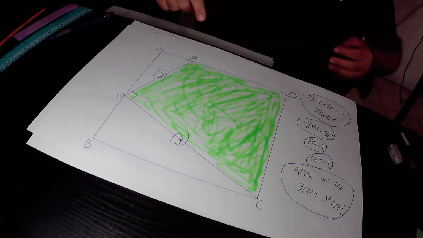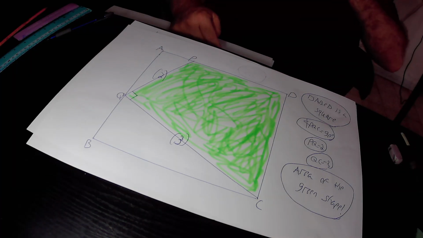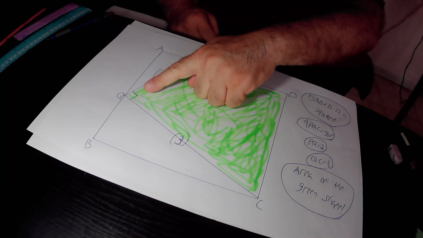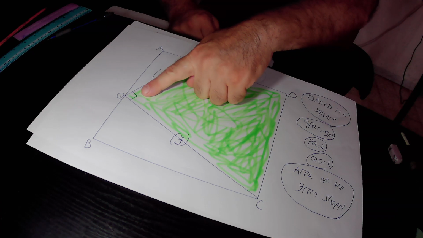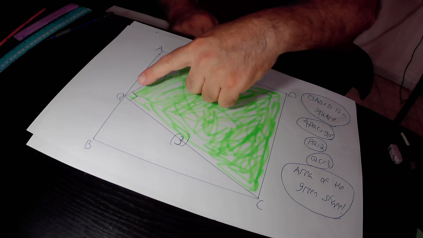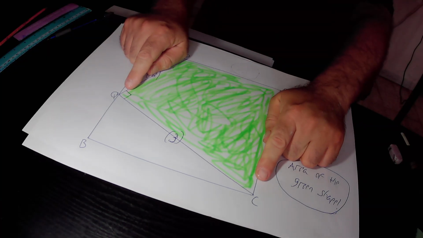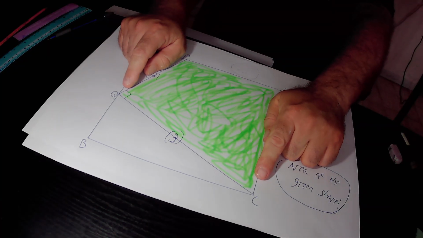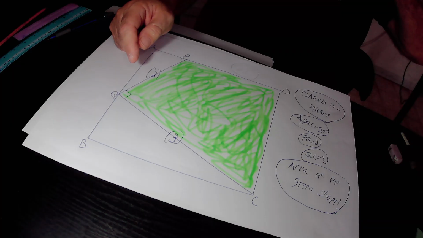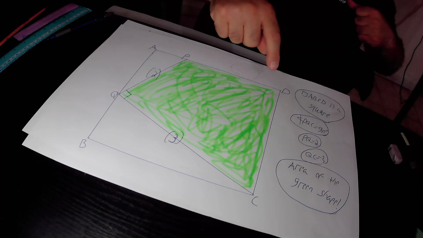In the drawing, we have square ABCD. This is angle PQC, that is a right angle. This is line segment PQ, that is equal to 2 units in its length. This is line segment QC, that is equal to 4 units in its length. Our mission is to find out the area of this green shape.